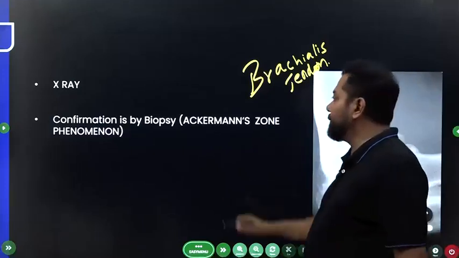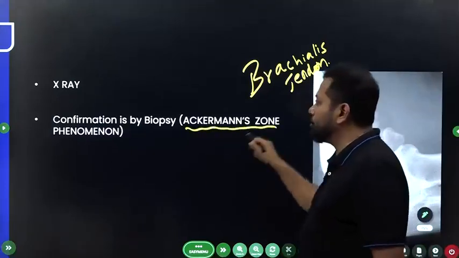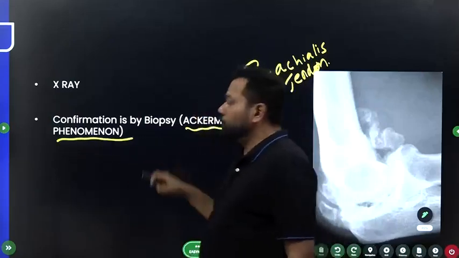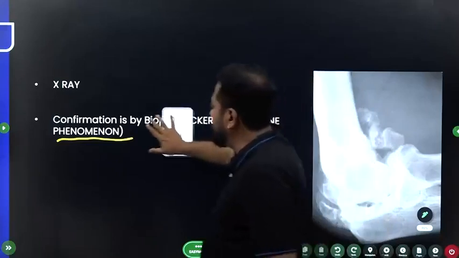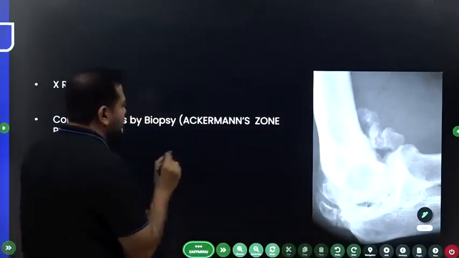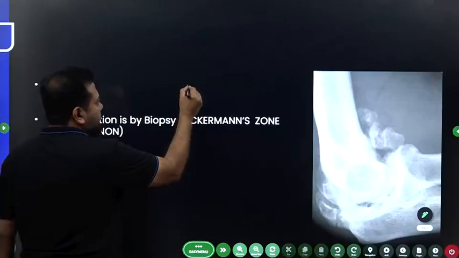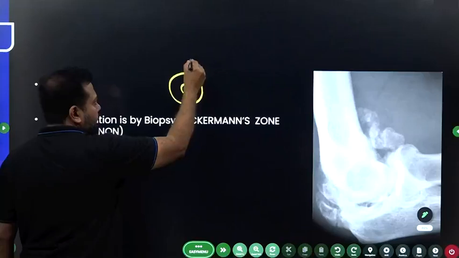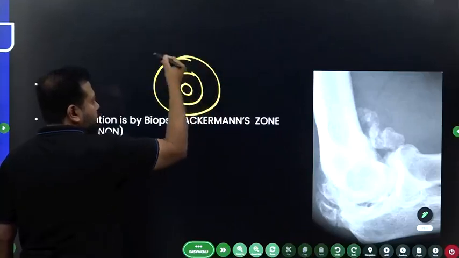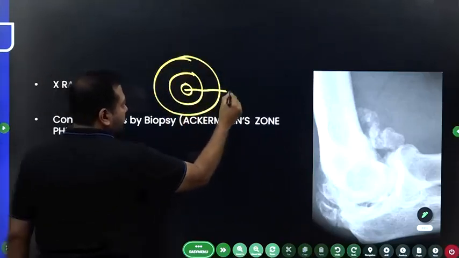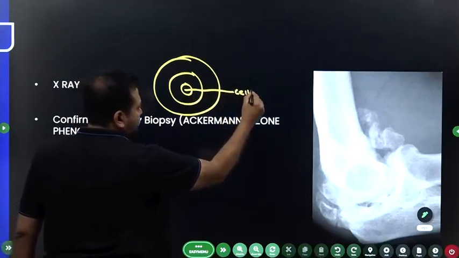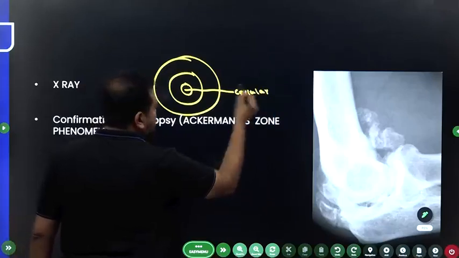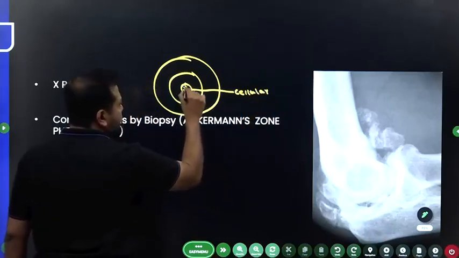Confirmation is always by biopsy. It will show you the classical Ackermann zones phenomenon. What do you mean by Ackermann zones phenomenon? It is a 3-layered zone phenomenon. When it is a case of myositis ossificans, it gets divided into 3 layers, like a target. The innermost layer is the cellular layer, with innermost microcells.